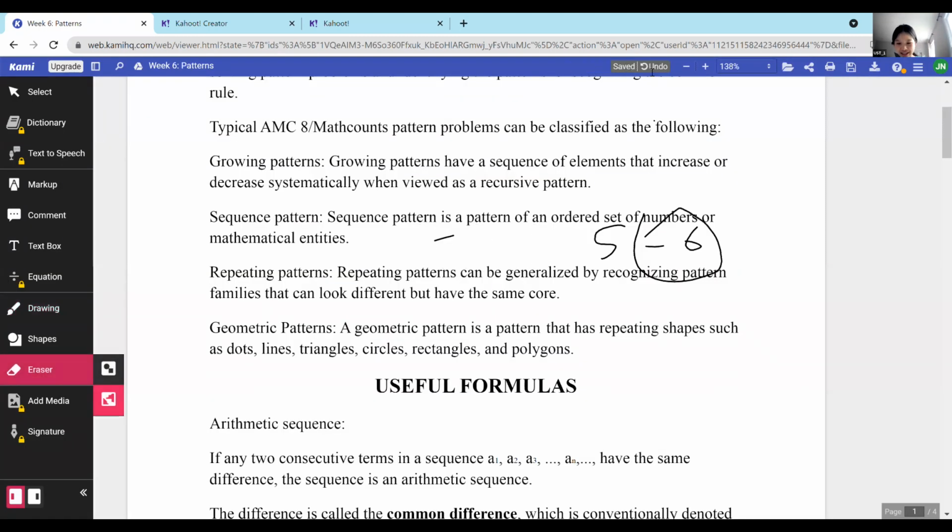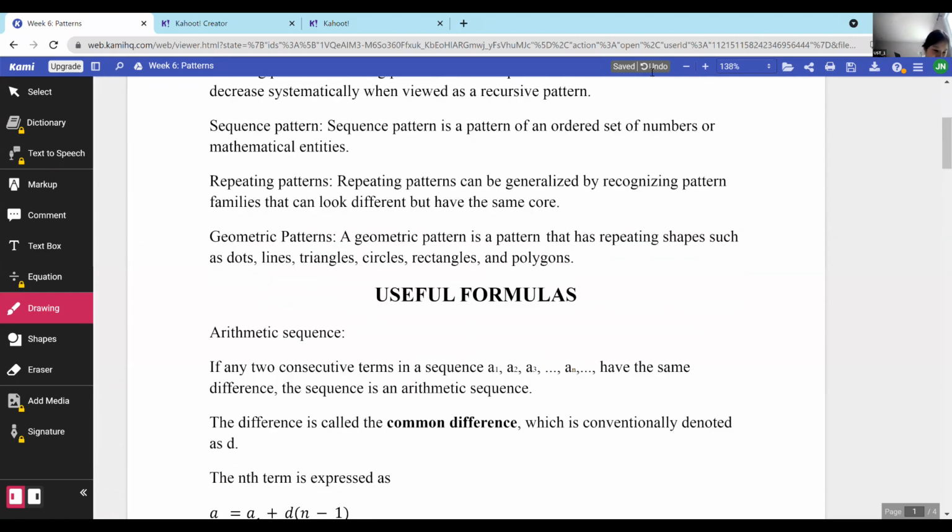And a special type of sequence pattern is a repeating pattern. Repeating patterns can be generalized by recognizing pattern families that look different but have the same core. For example, sometimes when you divide fractions, it makes a non-terminating decimal. It'll continue 1 to 1 to 1 to, and so on. So it repeats, but the digits will be in smaller digit places, and so on.